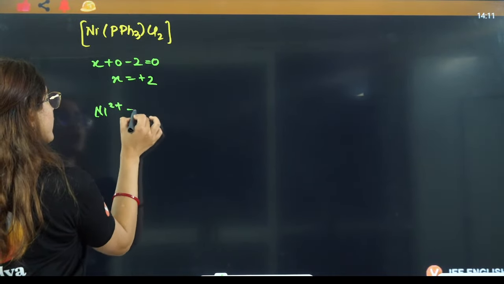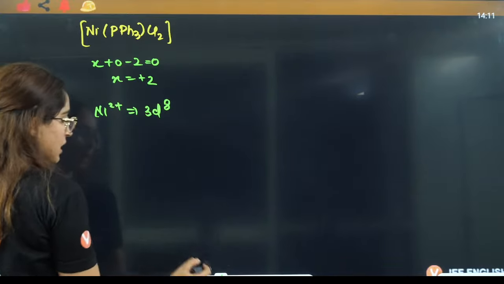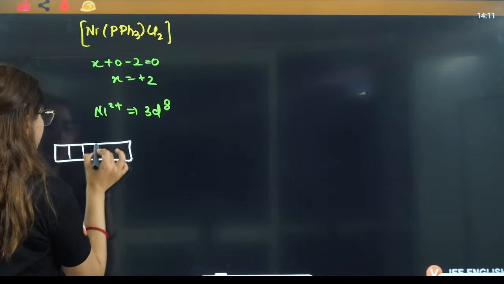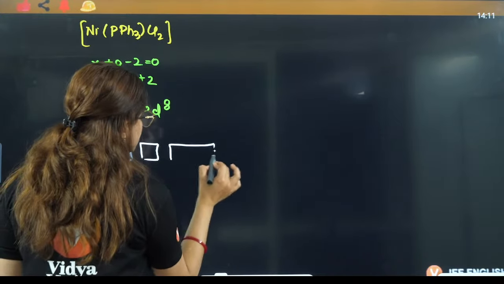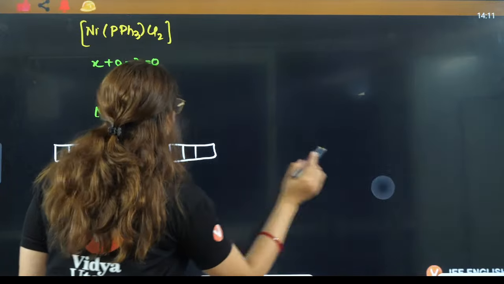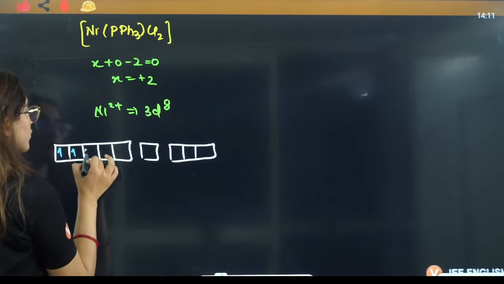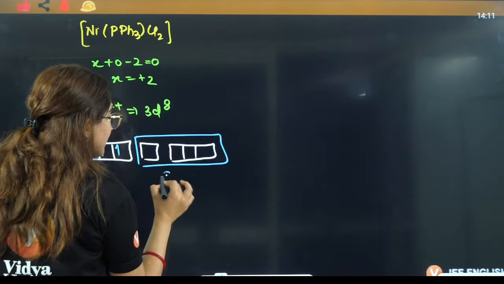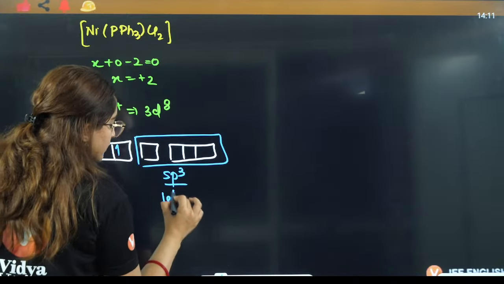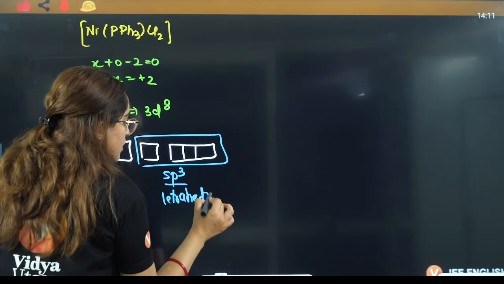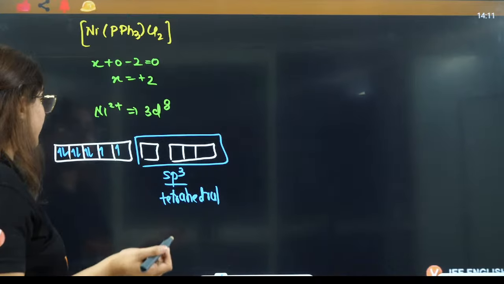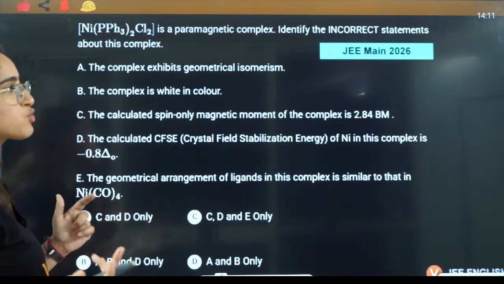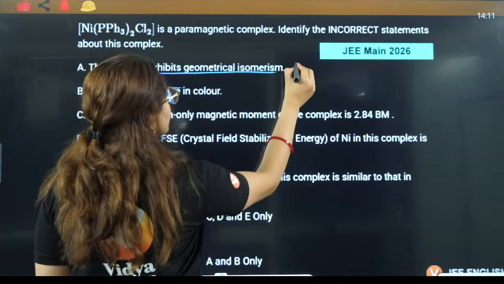Nickel plus 2 is going to be 3d8. Now, if you see this here, this is d, 1, 2, 3, 4, this is s and this is p. In this case, this is a weak field ligand. So 1, 2, 3, 4, 5, 6, 7, 8. So this will give you sp3 hybridization, that is tetrahedral. Now, because it is tetrahedral, the number of unpaired electrons is 2. Tetrahedral never shows geometrical isomerism. So this is a false statement.